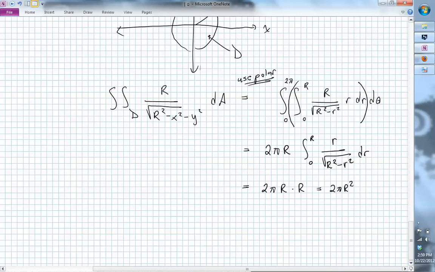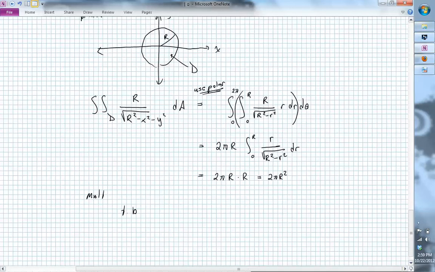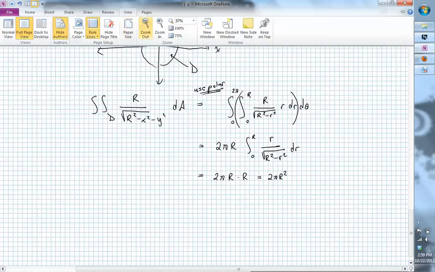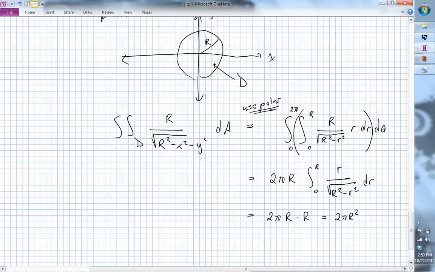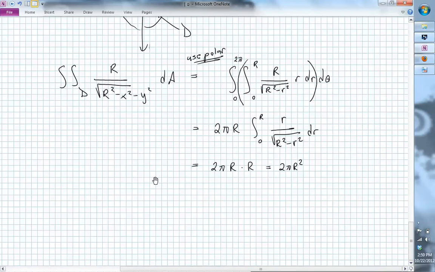2 pi r squared. Not 4 pi r squared, but that's what we expect, right? Because this is only the upper hemisphere. Okay, so full sphere, multiply by 2, and we get 4 pi r squared, which is pretty much what we expected.